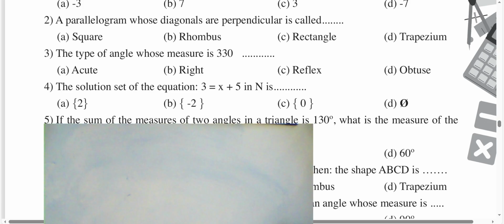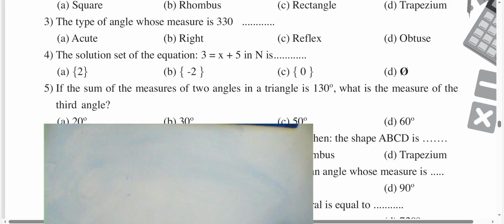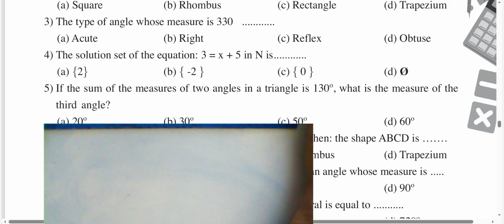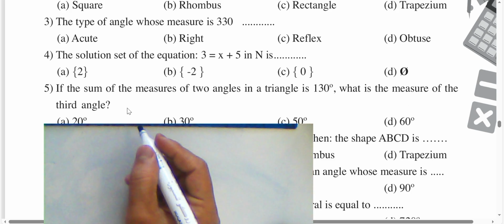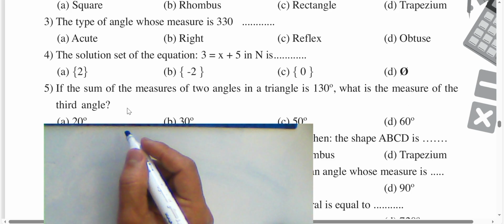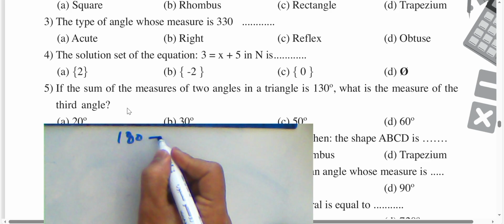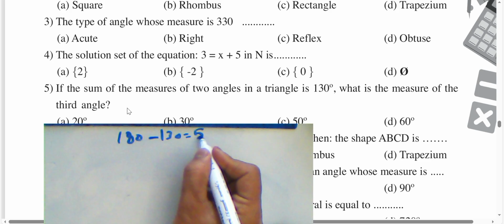Next question. If the sum of the measure of two angles in triangle is 130, what is the measure of the third angle? We know the sum of interior angles in a triangle is 180. Then we can write 180 subtract 130 equal 50 degree.